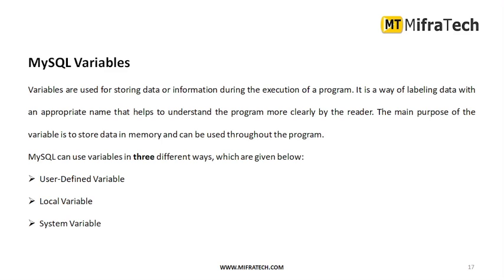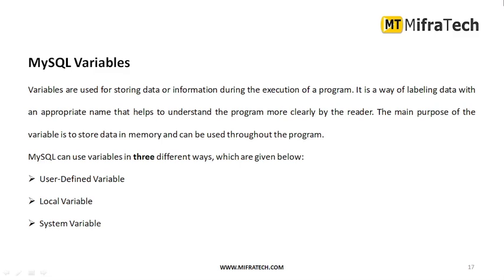Next, MySQL variables. Variables are used for storing data or information during the execution of a program. In a simpler way, the storing of any data during the execution of a program is called a variable. It is a way of labeling data with an appropriate name that helps the reader understand the program more clearly. The main purpose of a variable is to store data in memory so it can be used throughout the program.